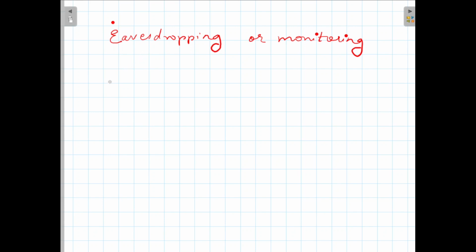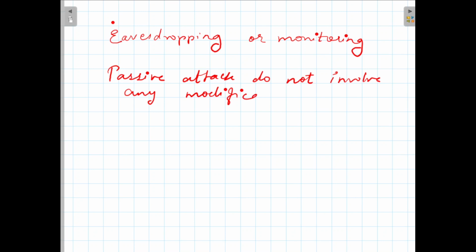So you can say that passive attack does not involve any modification to the content. So that is why it is called a passive attack. It does not involve any modification to the content of an original message.